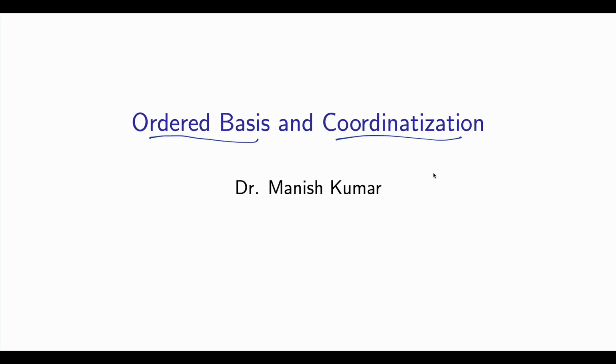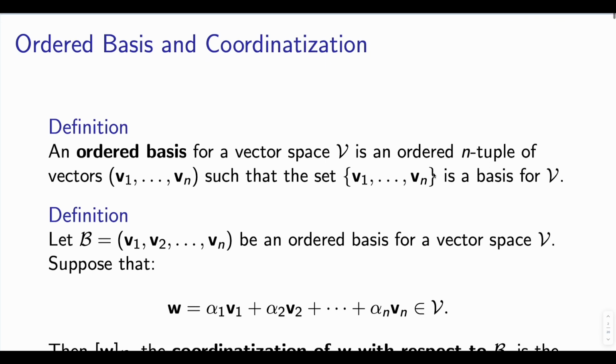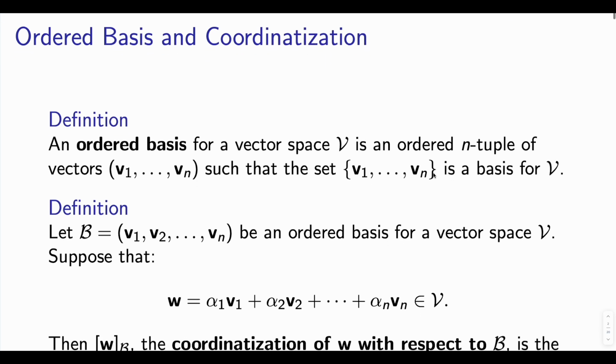Okay, so now if we talk about the definition, an ordered basis for a given vector space V is an ordered n-tuple of vectors v1, v2, ..., vn such that this set is a basis for V. So here order matters. If we change the order, then this becomes another ordered basis. You got it? This is a very, very important concept while defining the ordered basis.